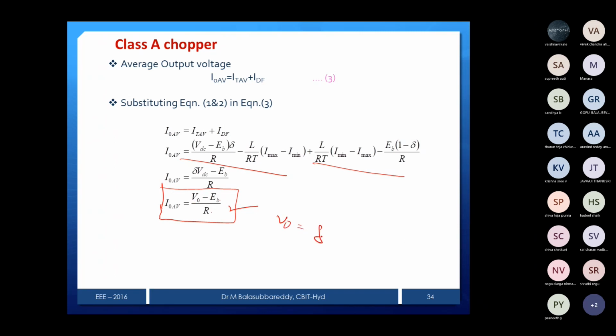V out is nothing but delta into VDC, and V out minus EB by R is your average current. Earlier in normal cases, once you know V out, I out is equal to V out by R, we will write like that. But now because of this motor equation, the back EMF will also be present, V out minus EB by R, that is your average current. Now this is about class A chopper.